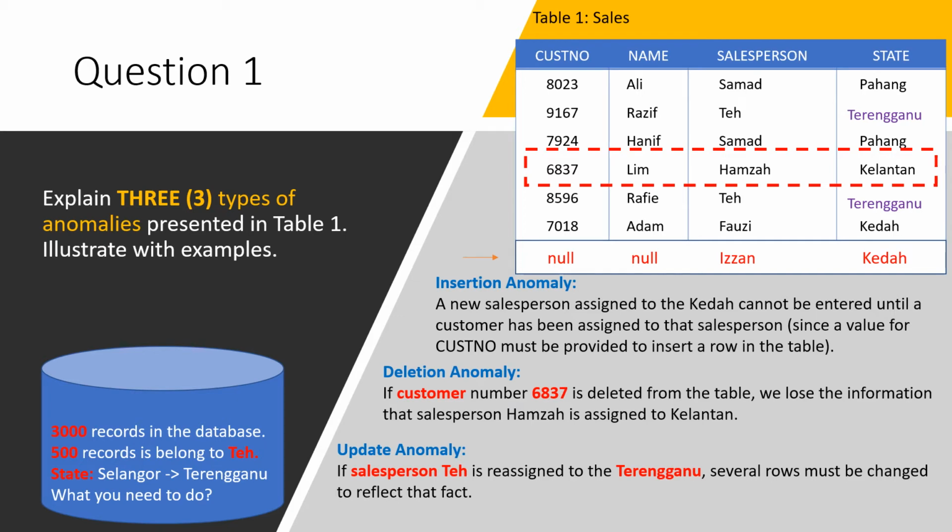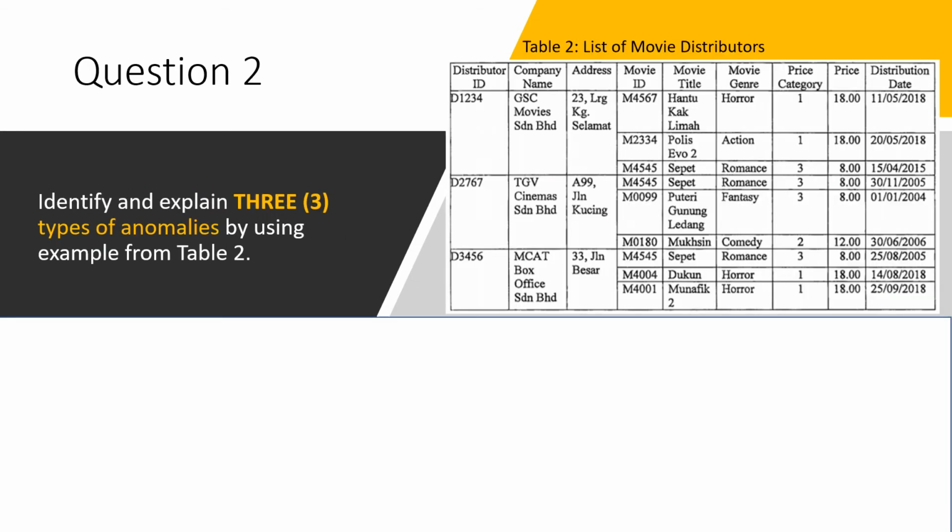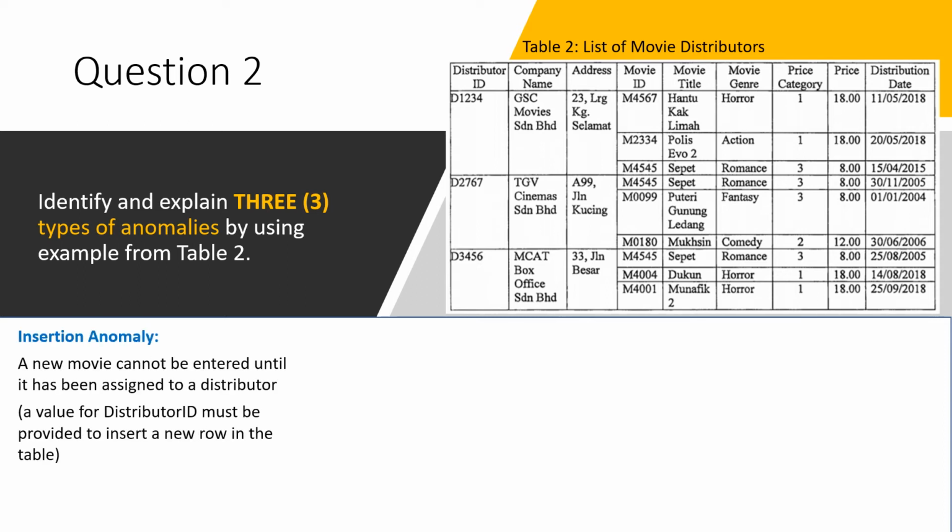Now we go to question number 2. Question number 2 is just similar to question number 1. You need to identify and explain three types of anomalies by using an example from table 2. So for the first one, insertion anomaly. A new movie cannot be entered until it has been assigned to a distributor. A value for distributor ID must be provided to insert a new row in the table.